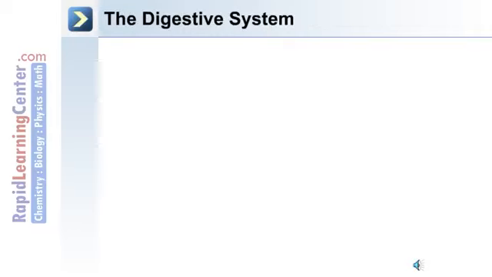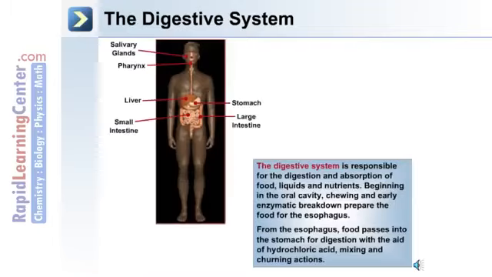The next body organ system we'll discuss is the digestive system. This image shows the major components: salivary glands in the oral cavity, the pharynx, the liver on the right side of the body, and the stomach towards the middle and left, the small and large intestines. The digestive system is responsible for the digestion and absorption of food, liquids, and nutrients.